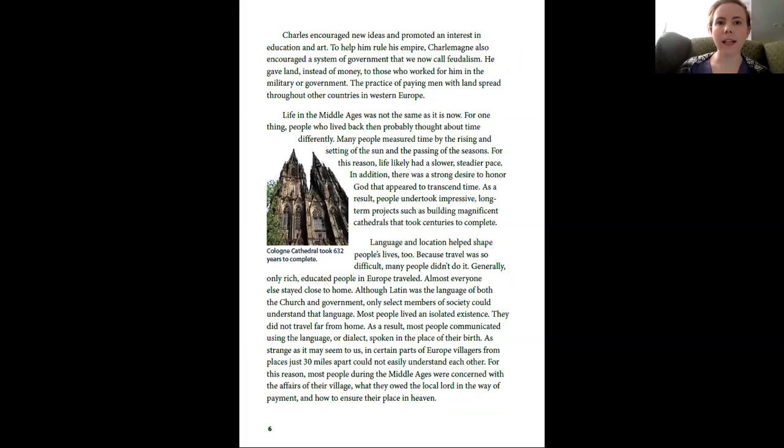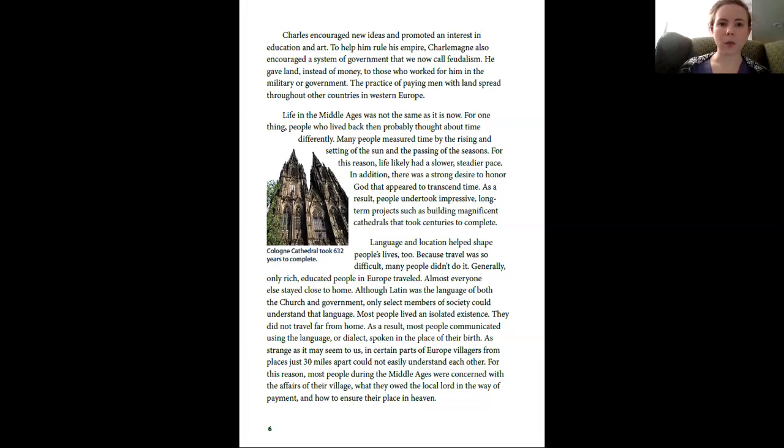Charles encouraged new ideas and promoted an interest in education and art. To help him rule his empire, Charlemagne also encouraged a system of government that we now call feudalism. He gave land instead of money to those who worked for him in the military or government. The practice of paying men with land spread throughout other countries in Western Europe.